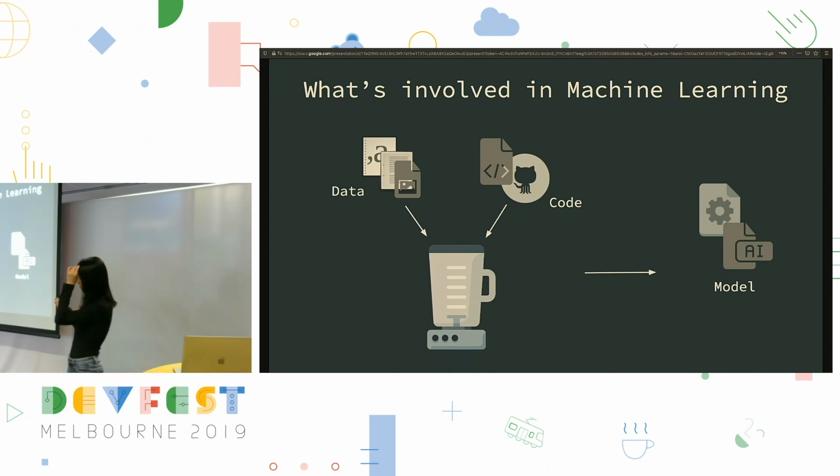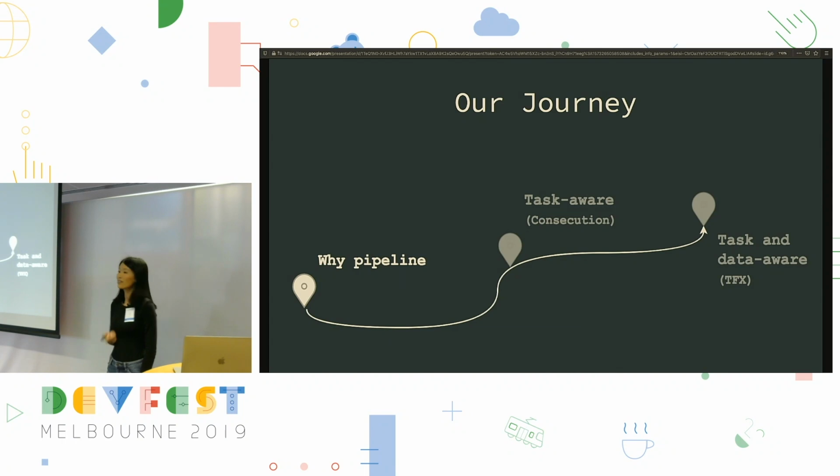This may seem very straightforward, but there are actually lots of moving parts involved to achieve the goal here. And today, I'm going to take you on a journey that I have been on to achieve the goal I mentioned above by building machine learning pipelines of different types, from a task-aware machine learning pipeline to a task and data-aware pipeline.